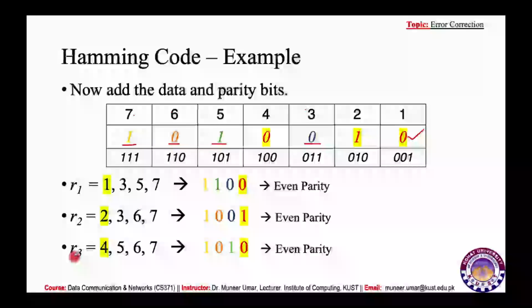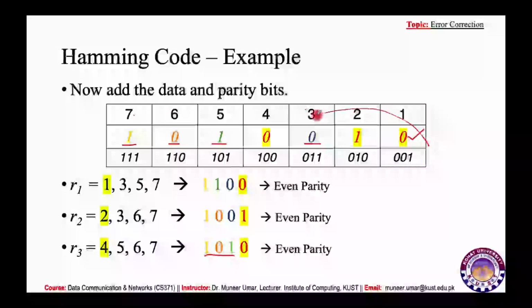After that, for R3 we are looking into 5, 6 and 7. So the bits for 5, 6 and 7 are 1, 0 and 1. So these are already even, no need to put 1 here. So we are giving 0 to R3.